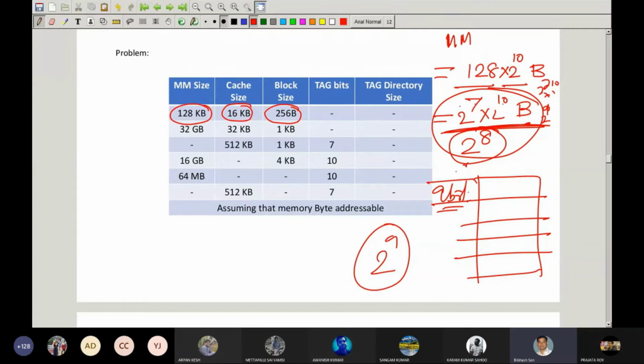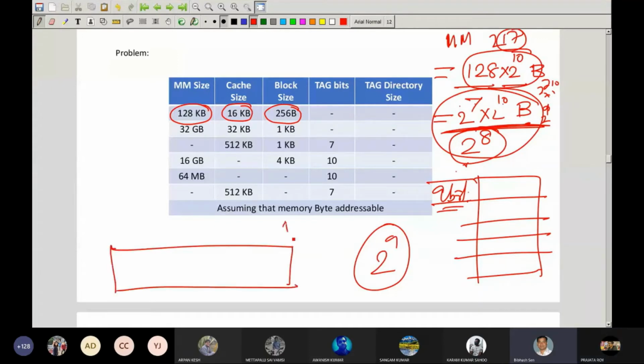So the total main memory is 2 to the power 17. Am I correct? Yes, sir, 2 to the power 17. Now the CPU address generated is 2 to the power how much? 17. Sir, can you please tell how we got the main memory size? It is given as 128 KB, 128 into 2 to the power 10. Why did we multiply by 2 to the power 10? Because it is KB, to convert to bytes. 1 KB is equal to 2 to the power 10 bytes. Not clear? Yes, sir, clear.